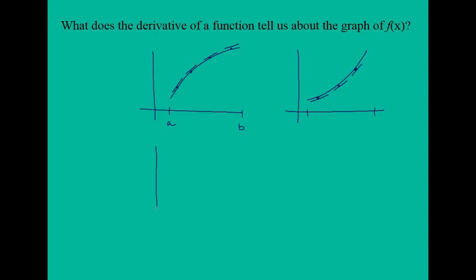And likewise, if a function is decreasing, we can see that the slope of the tangent lines are going to be negative. Again, here we would have slope of our tangent lines. Those would be negative values. So the derivative of a function tells us where the function is increasing and where it is decreasing.